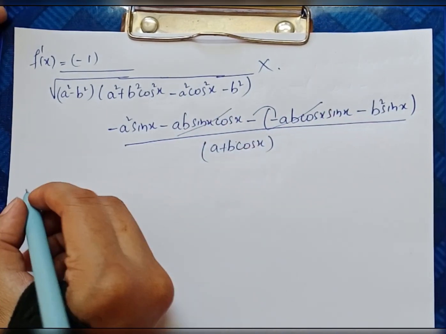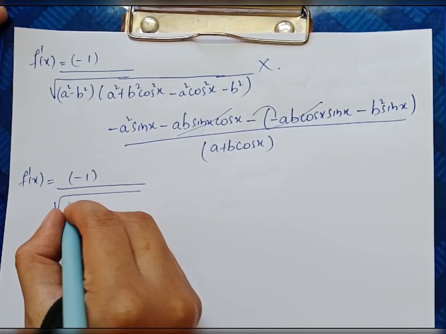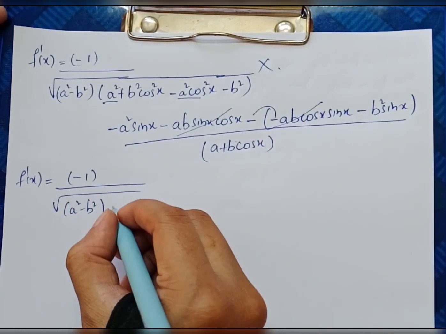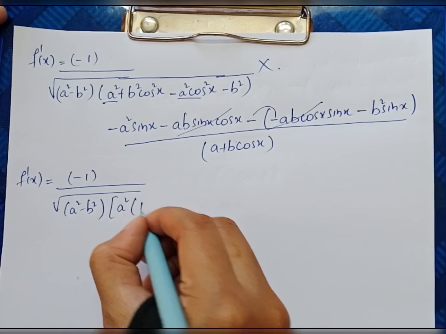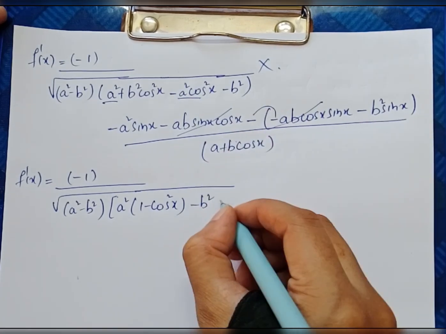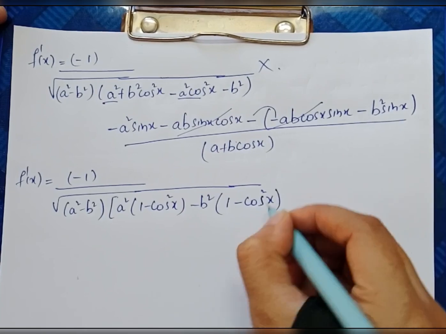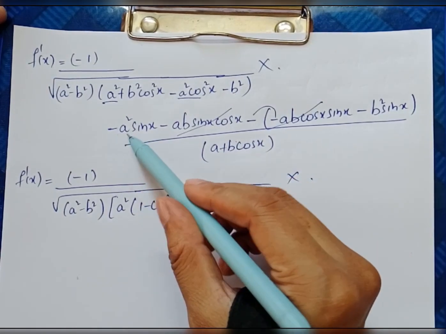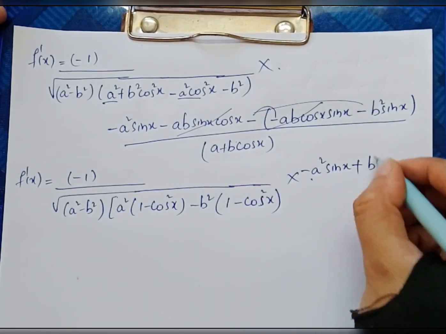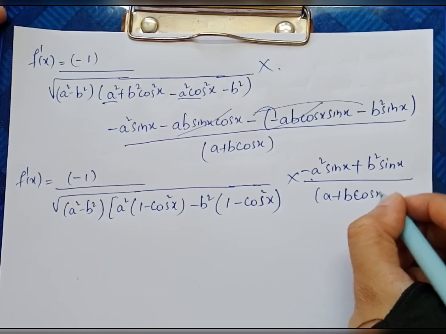Here this minus of minus becomes plus, so plus ab cos x sin x and minus ab cos x sin x get cancelled. So f dash of x is equal to minus 1 by root of a square minus b square. Here taking a square common in two terms, it will be 1 minus cos square x, and here taking b square common, so it is 1 minus cos square x, into, we are left with minus a square sin x and minus of minus becomes plus b square sin x by a plus b cos x.